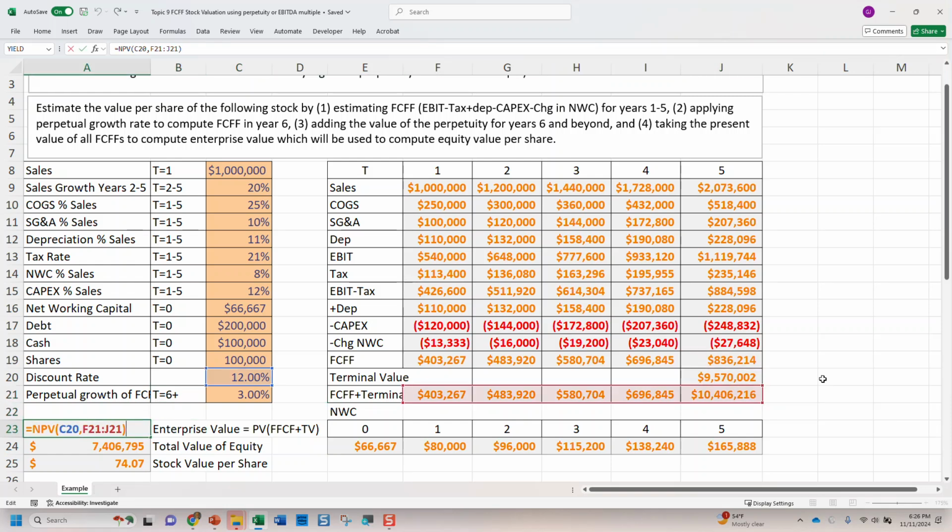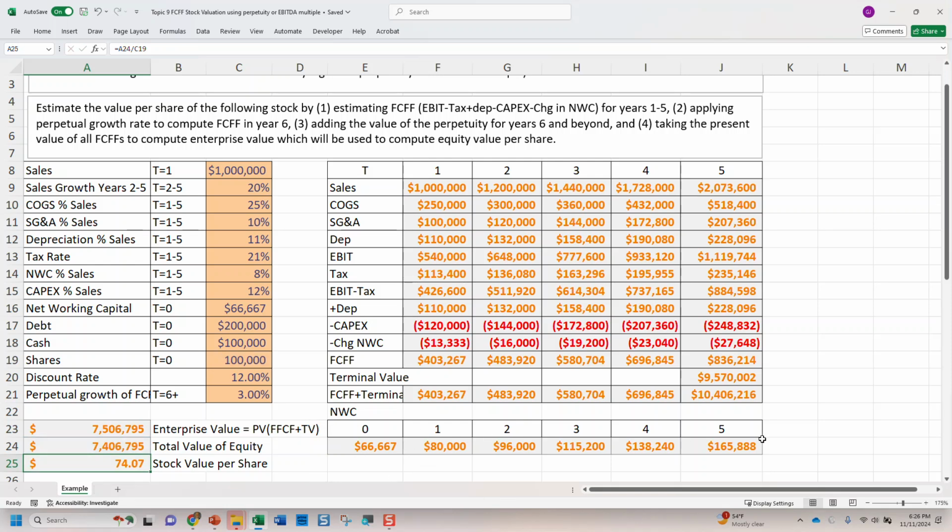Now, to value the stock, I'll take the net present value of all future cash flows from year 1 to infinity. Remember, you have cash flows from 1, 2, 3, 4, 5, and then this captures the cash flows from 6 to infinity. So that net present value of the FCFFs, we call that the enterprise value. It's how much you pay for the assets of the firm. If I then subtract off net debt, because cash is not needed for operations, so I subtract debt, add cash, and divide by the number of shares outstanding. Remember, for debt and cash, it's the current value, so period 0, and divide by the current number of shares outstanding. So this should be a $74 stock.